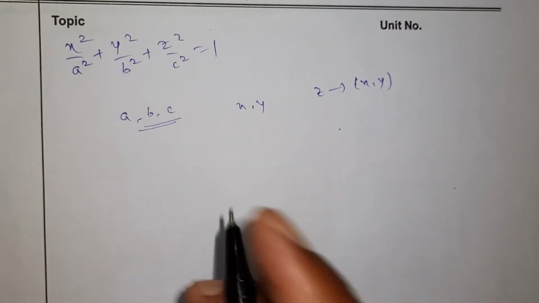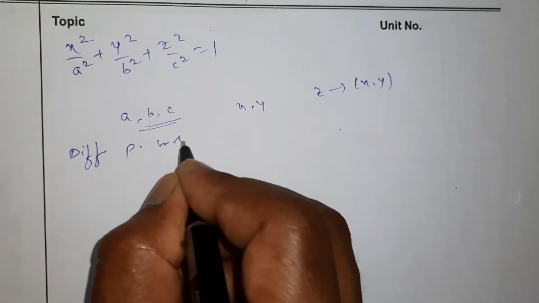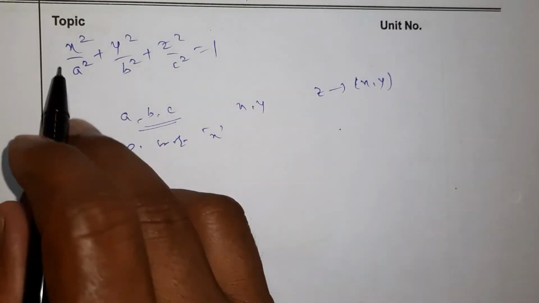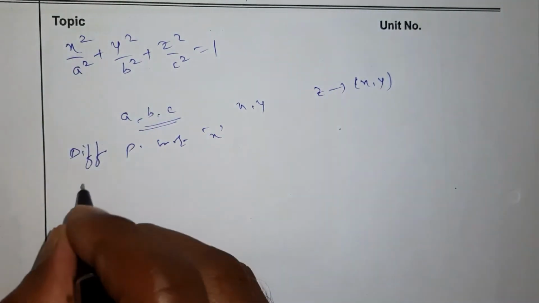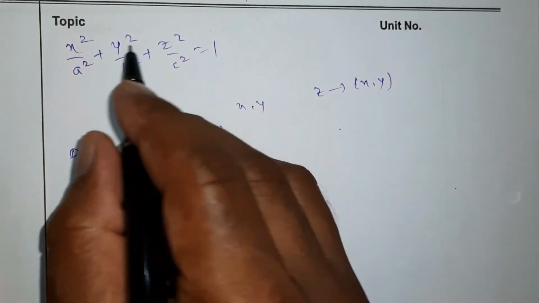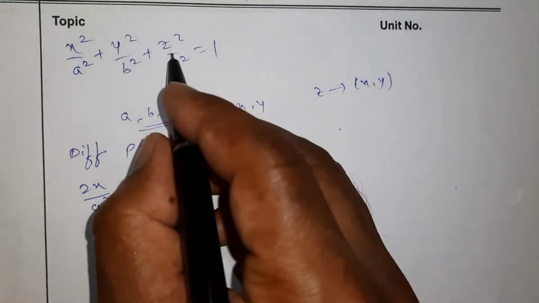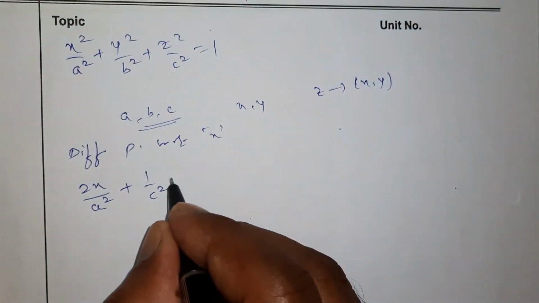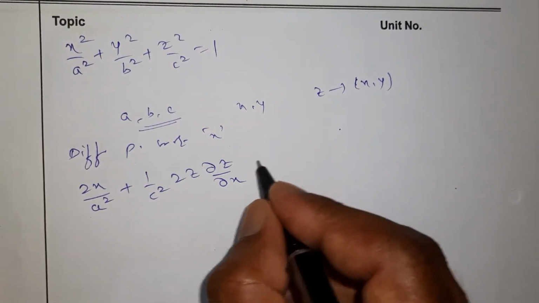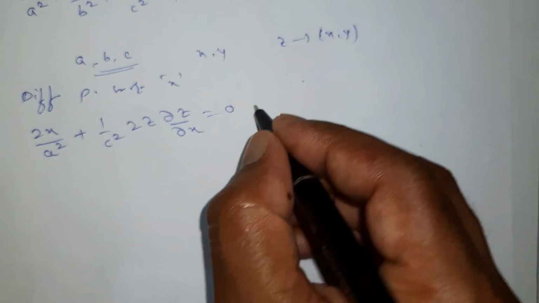Okay, let us differentiate partially with respect to x. What is the derivative of x square? It is 2x upon a square, plus derivative of y square is 0, plus 1 upon c square as it is. What is the derivative of z square? It is 2z into dou z by dou x, and is equal to 0. Understood it? Now we just write it in a proper way.